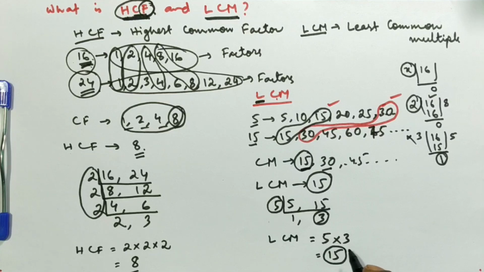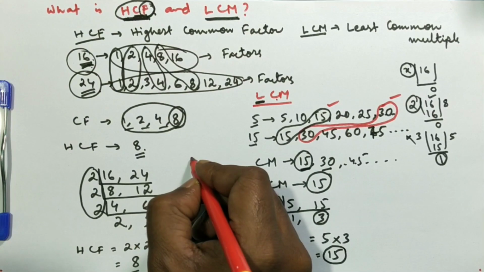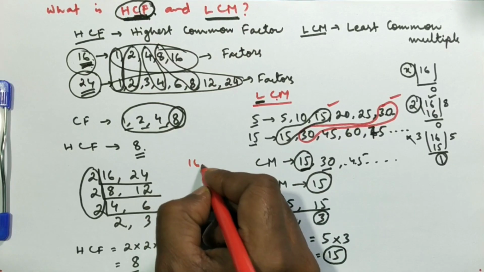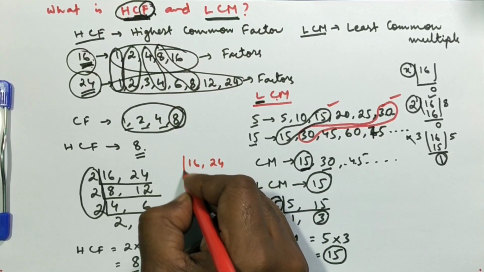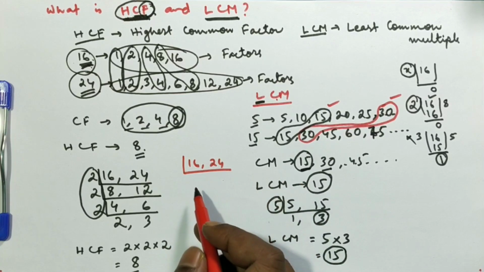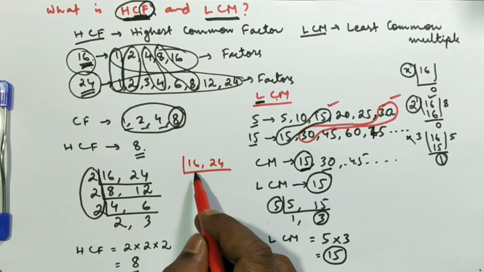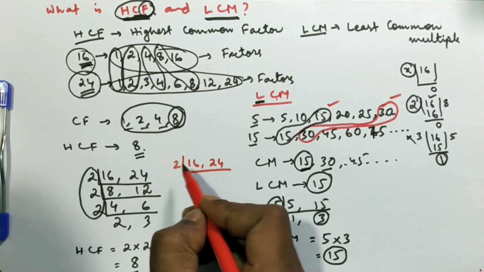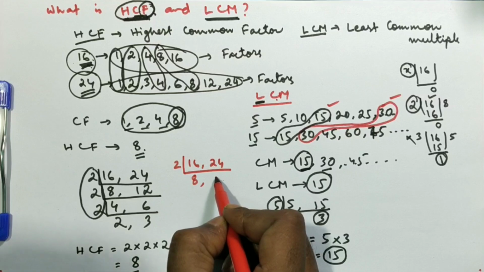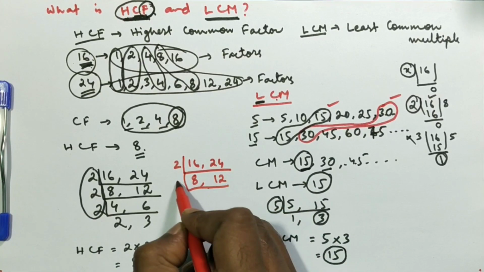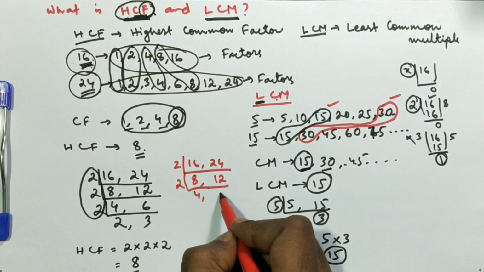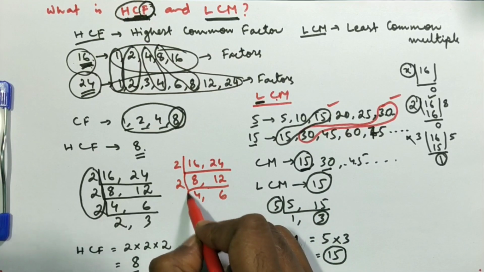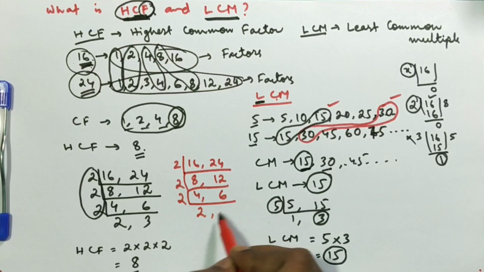Now suppose we need to find the LCM of 16 and 24. LCM means the lowest number which is divisible by both 16 and 24. So if we try by 2, 2 eights are 16, 2 twelves are 24. Then by 2 again, 4 times here, here it is 6 times. Again by 2, 2 times here, 3 times here.